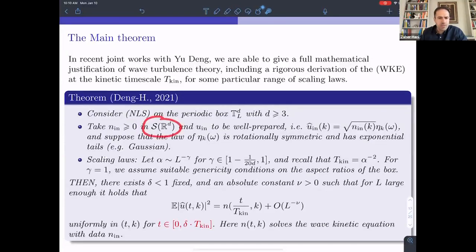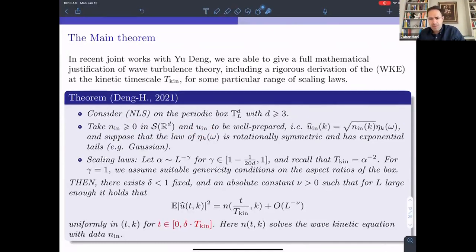And we take it to be Schwartz, but this is something we don't need to do. We only need a finite amount of regularity and decay. So some weighted Sobolev norm is more than enough for this result, but we didn't care to write it in that way. And as before, we take the initial data for NLS to be well prepared.